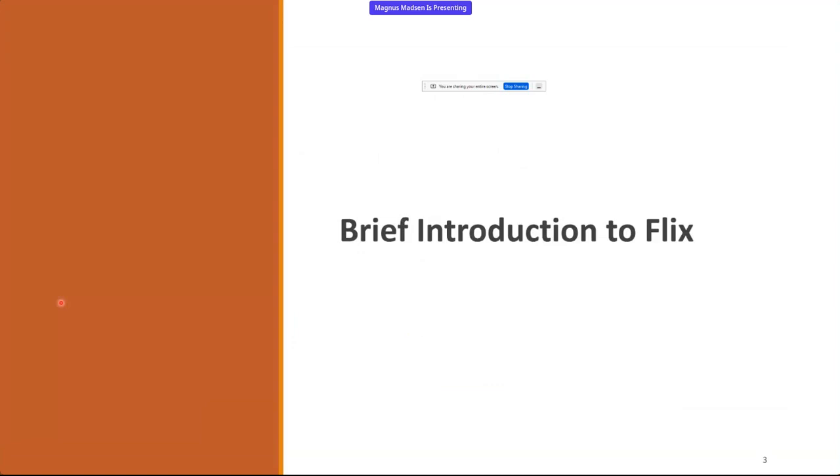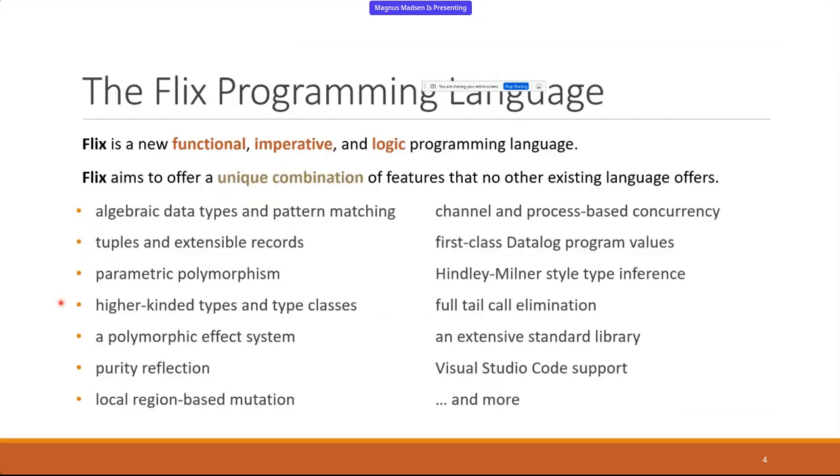Before I get started, I just want to give you a very brief introduction to the Flix programming language. In a nutshell, in one slide, Flix is a new functional, imperative, and logic programming language. The goal is to offer a unique combination of features that do not exist in any other language. It feels like a blend of Scala, OCaml, and Haskell.